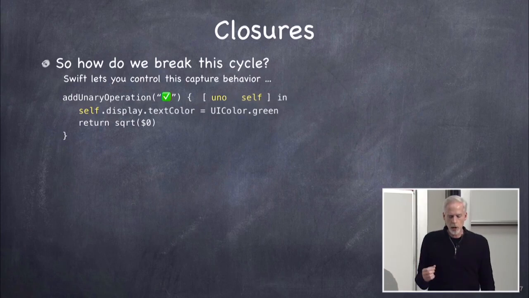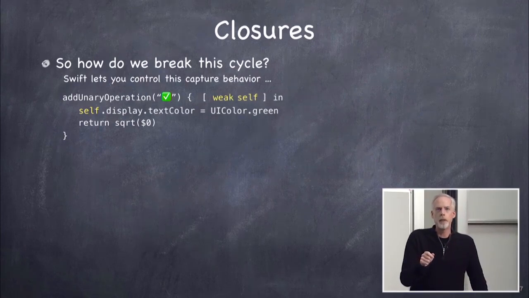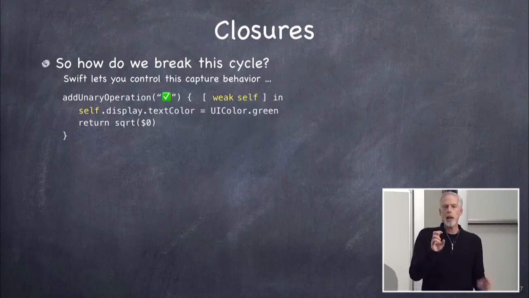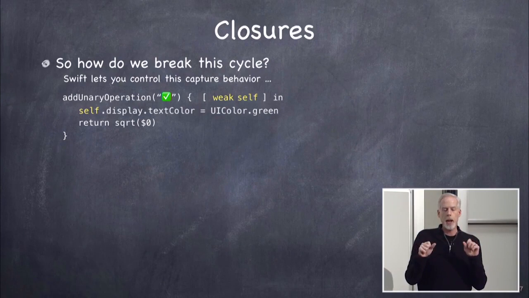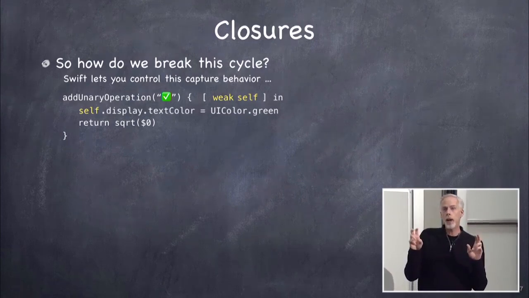All right? Now, let's talk about breaking it with weak. So I can also say weak self. And that means that self is now a local variable in this closure that's an optional view controller. And if that view controller is not in the heap, this variable self, which is different than the global self, is going to be nil. So this is a safe way to do it.